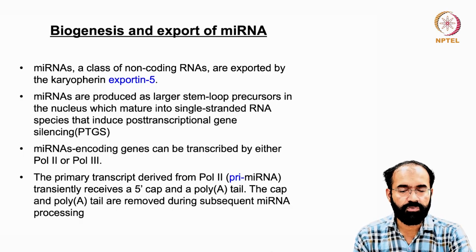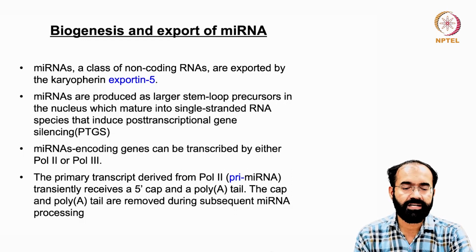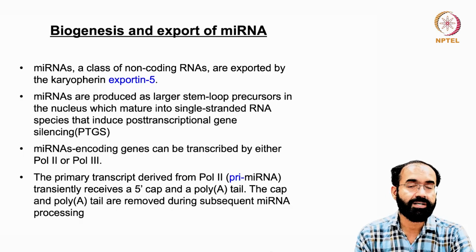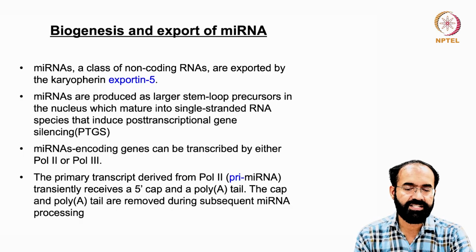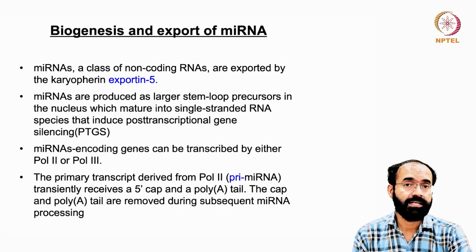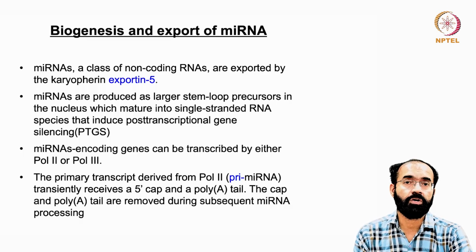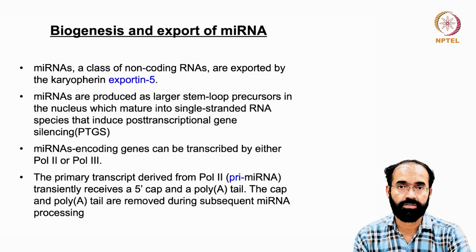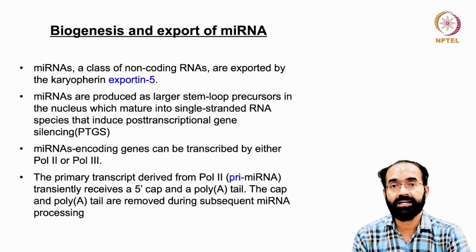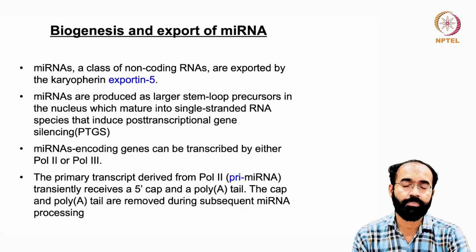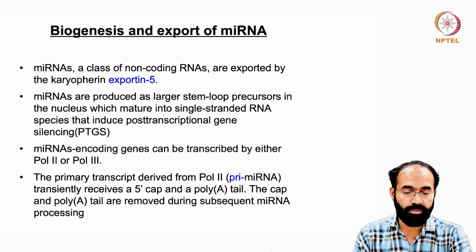So miRNAs are produced as larger stem loop precursors in the nucleus, which mature into single-stranded RNA species that induce post-transcriptional gene silencing, PTGS. Transcriptional gene silencing means a gene regulation occurring at the transcriptional level. That means whether or not an RNA is produced. Whereas post-transcriptional gene silencing means it has to be regulated after the production of the mRNA, that is happening in the cytoplasm.